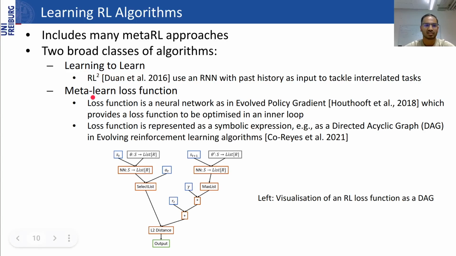The other class is meta-learning a loss function. The loss function could be represented by a neural network, as was done in evolved policy gradient. It could also be represented as a symbolic expression, for example, a directed acyclic graph, as was done in evolving reinforcement learning algorithms to find the best parameterization of the loss function. We see this depicted here.